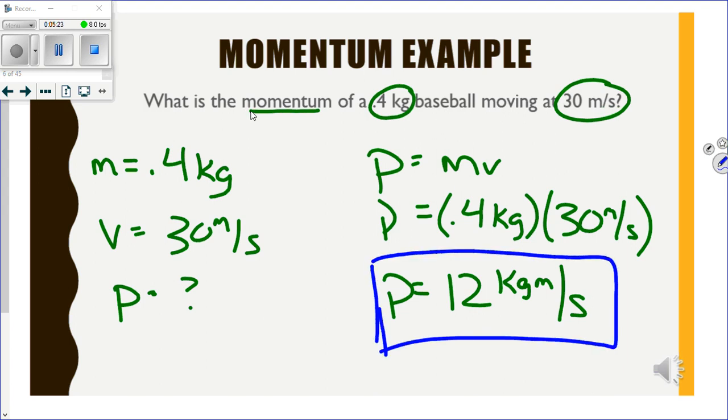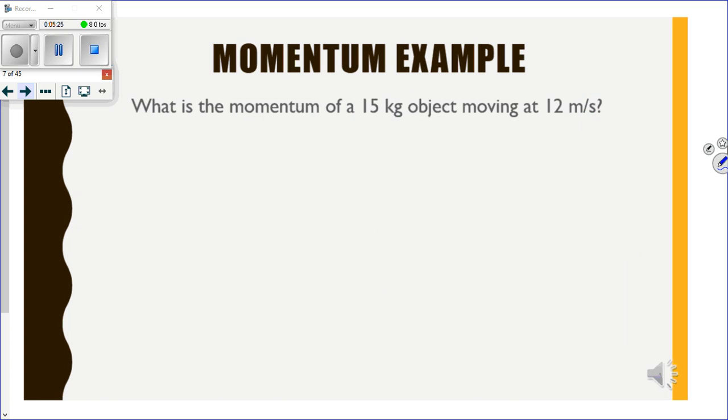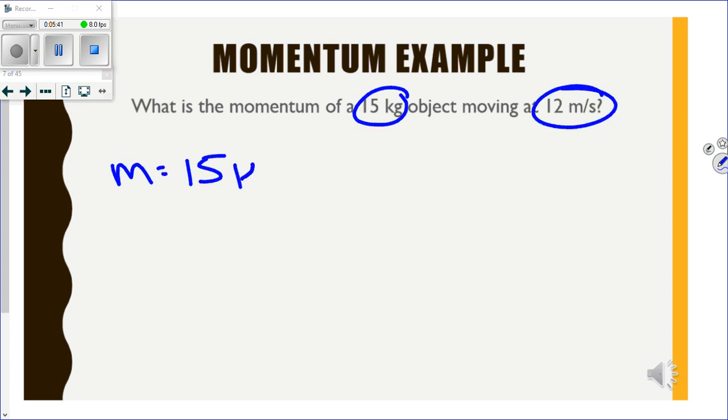Let's try one more example. Very similar with the values and what we're looking for. So I want you to try it on your own, see what you can come up with. You can check your work with what I'm doing up here. So we've got a mass of 15 kilograms and a velocity of 12 meters per second. If I write my givens, this is what I come up with.